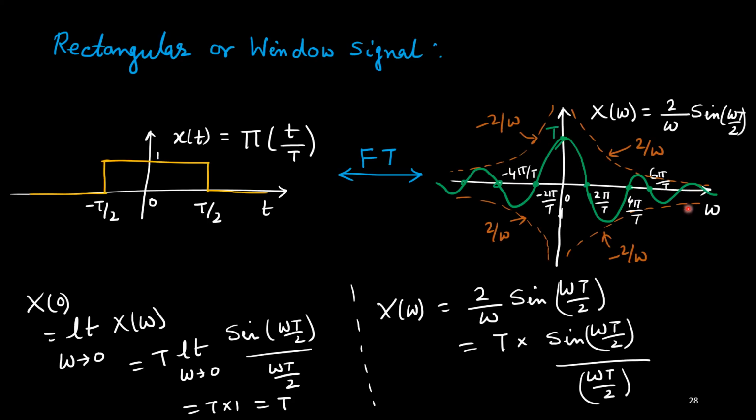This is your function, and it is commonly called the sinc function. So if we have a rectangular time domain signal, the spectrum is a sinc function. This is a very common signal, and we'll be using it frequently. You need to remember this expression: pi of t upon capital T has the spectrum 2 upon omega times sine of omega capital T by 2. Okay, we'll use it.